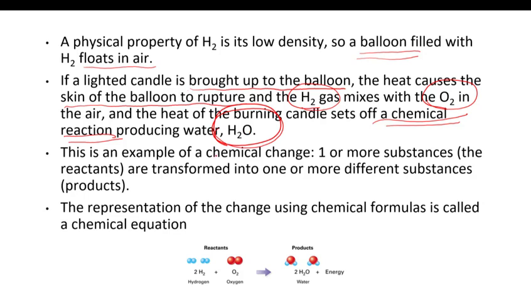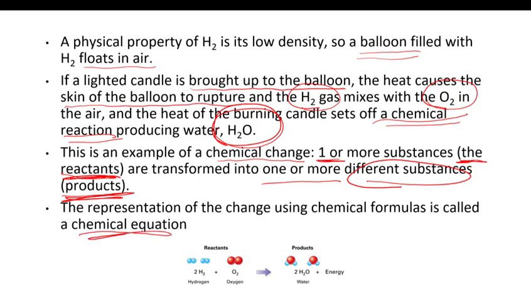This is an example of a chemical change when one or more substances, which are termed the reactants, are transformed into one or more different substances, which are called products. The representation of the change using chemical formulas is called a chemical equation. So notice here, I have hydrogen, H2. Remember, we already talked about hydrogen is never just H by itself. It's a diatomic molecule. It is in Brinkelhoff.